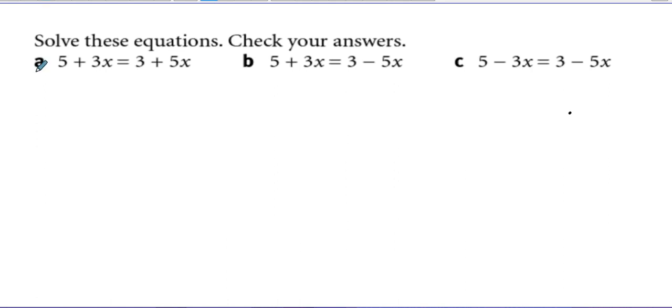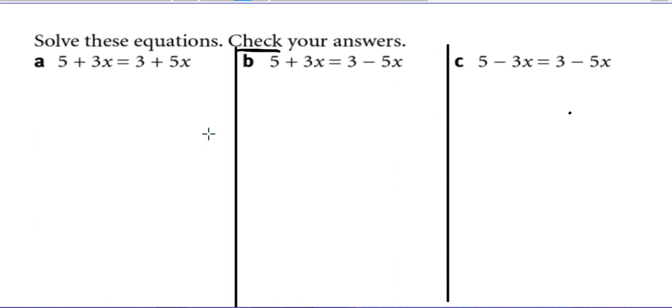The question says solve these equations and check your answers. Okay, let us start with a, and then b, lastly we do c. Let us start solving, finding the value of x.